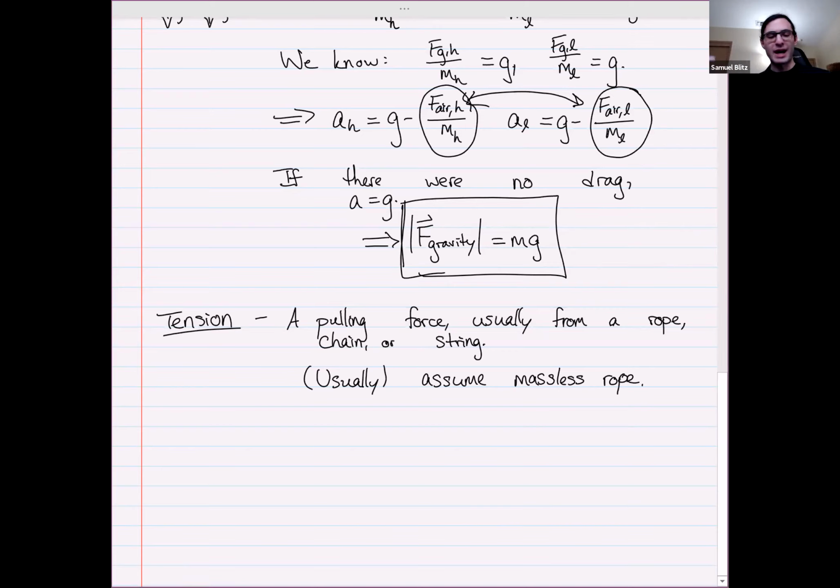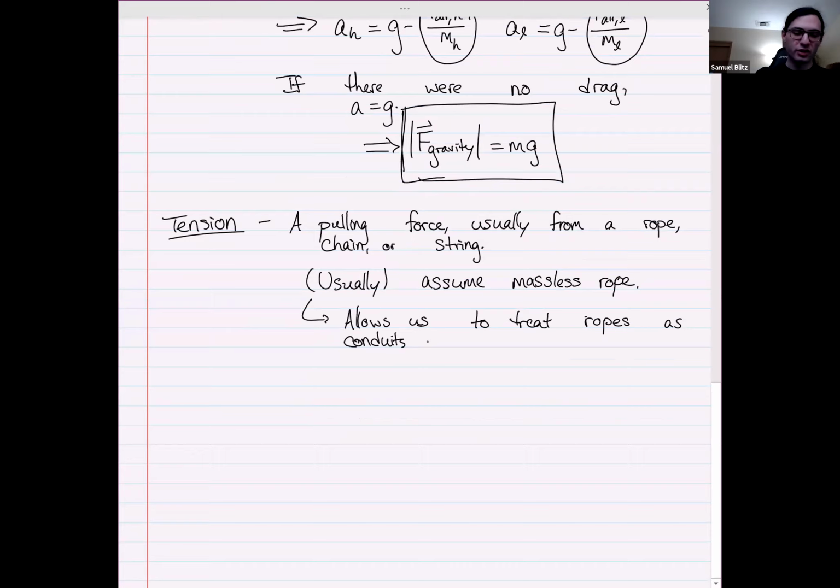But more importantly, by assuming that the rope is massless, this allows us to treat ropes as "conduits" to separate third law force pairs. Put another way, ropes basically function as a way of transferring force across a distance.